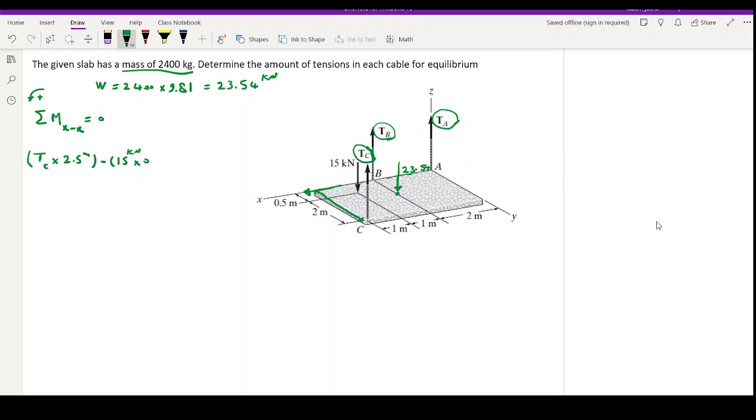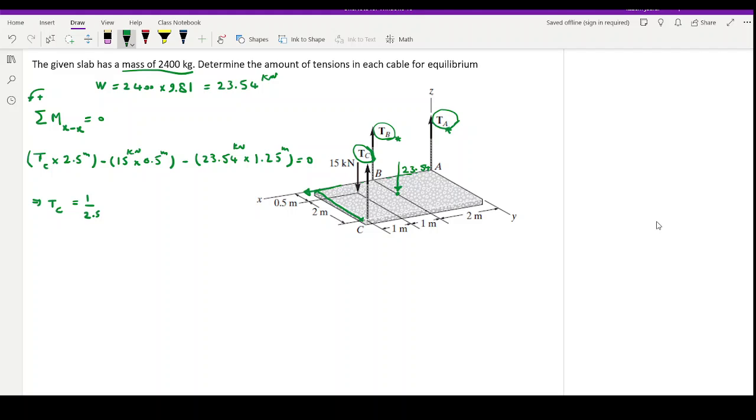Therefore, they are negative. So 15 kilonewton times the distance is half meter. You can see on the slab the distance is half meter, and the second force that I have here is 23.54 that I calculated. That's the weight of the slab, and because it's acting in the middle of the slab, the distance is 2.5 divided by 2 is 1.25 meter, and that's equal to 0. Don't forget TA and TB, they don't have any moment because their arm or their distance is 0. Their moment is 0.